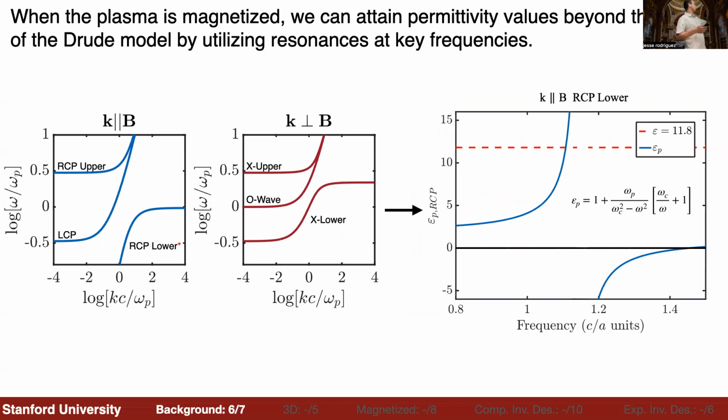So what these are on the left are called dispersion diagrams, and they're basically telling you the allowed modes within a plasma. In this case, when the wave is traveling along the magnetic field. In this case, when the wave is traveling perpendicular to the magnetic field. But the important thing I want to point out is that these horizontal lines that go off to infinity over here are what we call resonances.